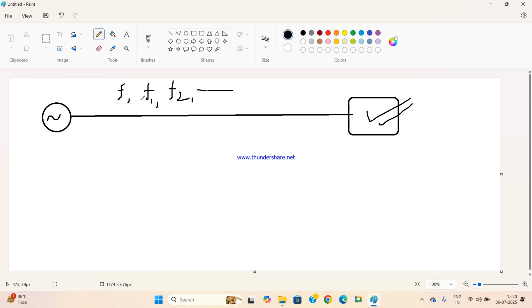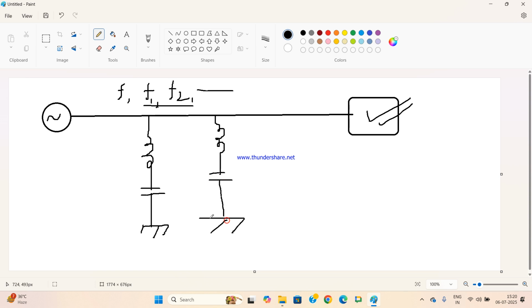Okay. So say similar way you observe that after connecting the nonlinear load, rather than this fundamental frequency F, you are having this F1 and F2 in the circuit. So you design two LC circuits. This is L, this C, then one more LC circuit, and you connect it to ground. So this branch resonance frequency is F1 and this branch resonance frequency is F2.